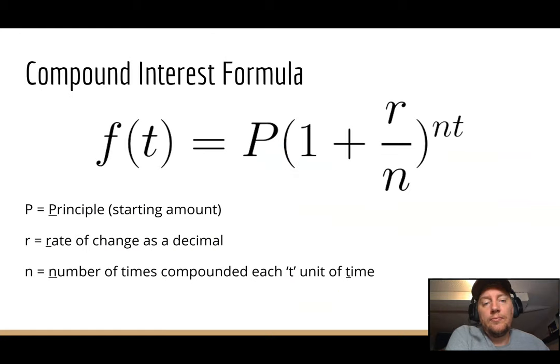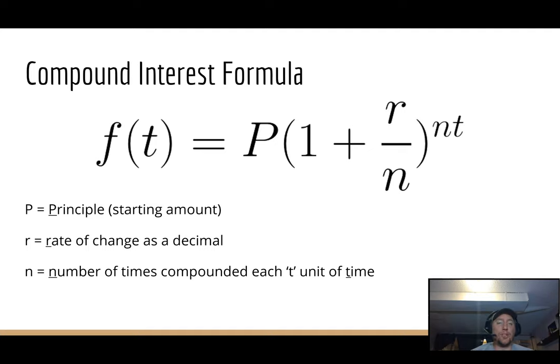So a couple slight variations to our formula. We have something called compound interest. So if you deal with money, interest rates, loans, mortgages, student loans, stuff like that, you'll see interest rates a lot. This is how that stuff is calculated. So it's similar to the standard form, but it has a couple complications.